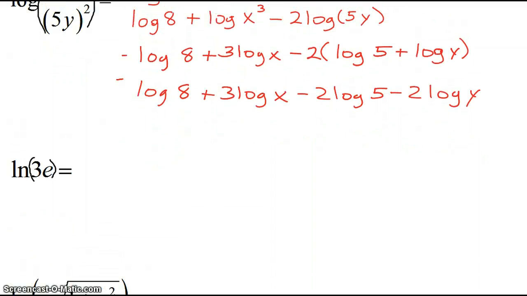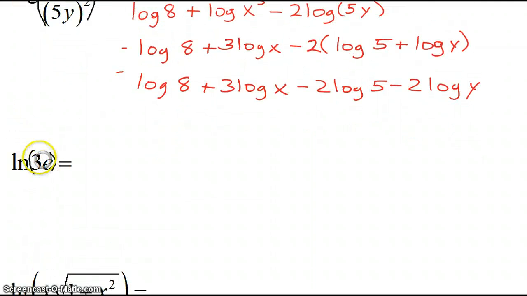Okay, the next one, again, we've got multiplication in here, so I'm going to change it to addition. So it's going to be the ln of 3 plus the ln of e. And then you have to ask yourself, is that done? Is there anything else I can do? Well, remember there's a base of e here, so what's going to happen to these is they're going to cancel out. So my final answer will be ln of 3 plus 1.